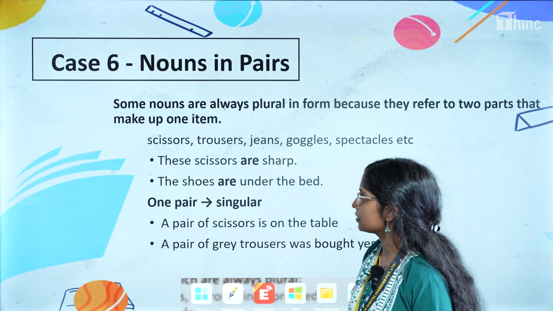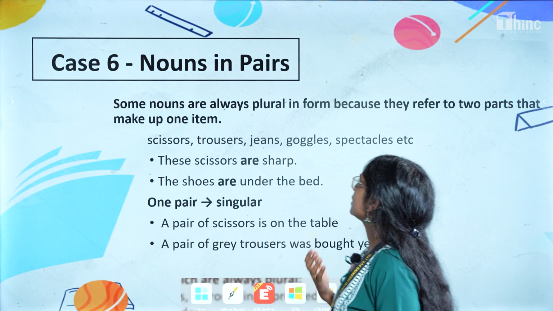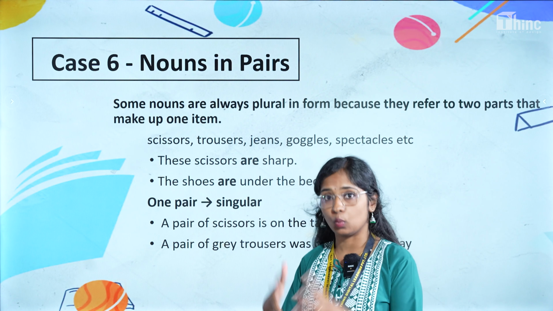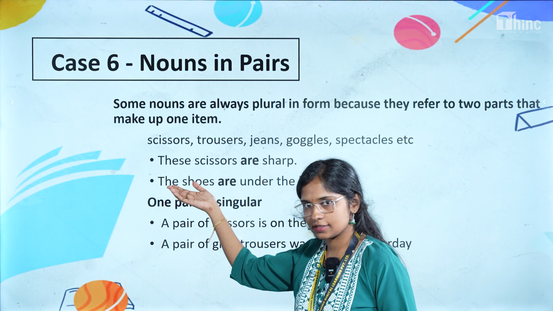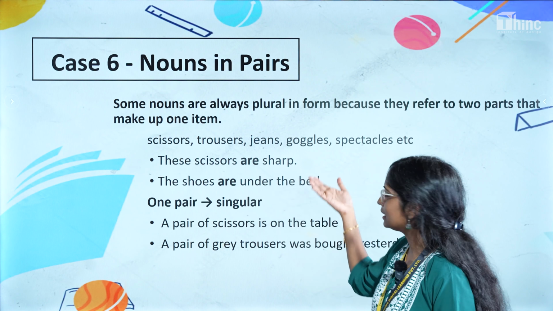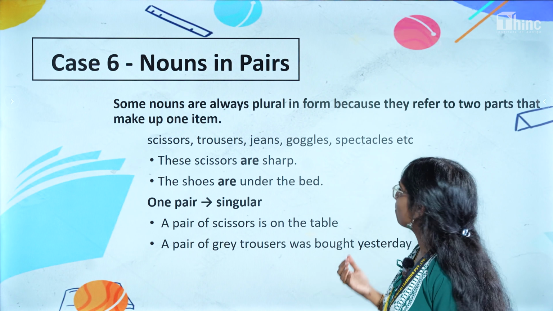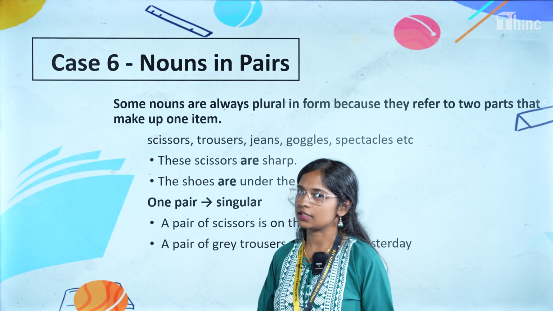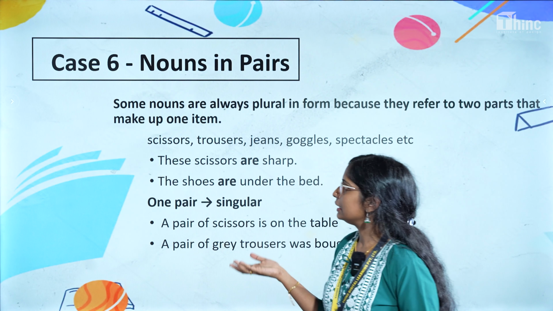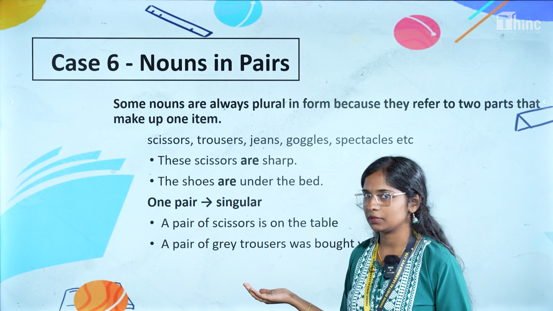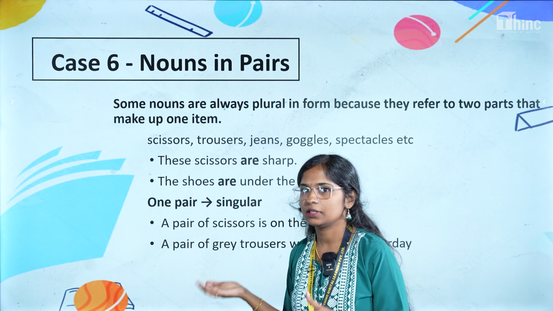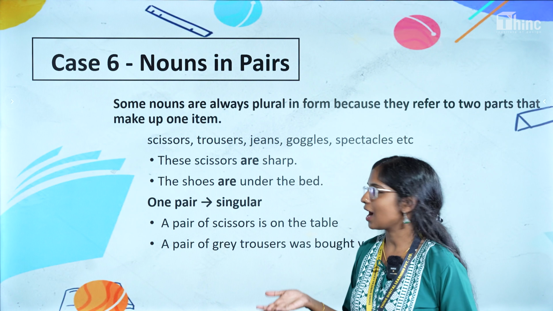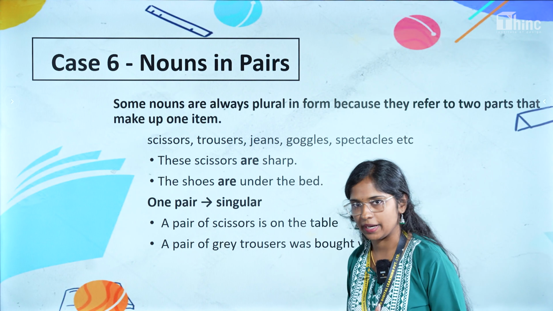Nouns in pairs. Some nouns are always plural in form because they refer to two parts that make up one item. Scissors, trousers, jeans, goggles, spectacles. So there are two parts to these items. Therefore, we consider them as plural. These scissors are sharp. It is not this scissor is sharp. It is these scissors are sharp. The shoes are under the bed.